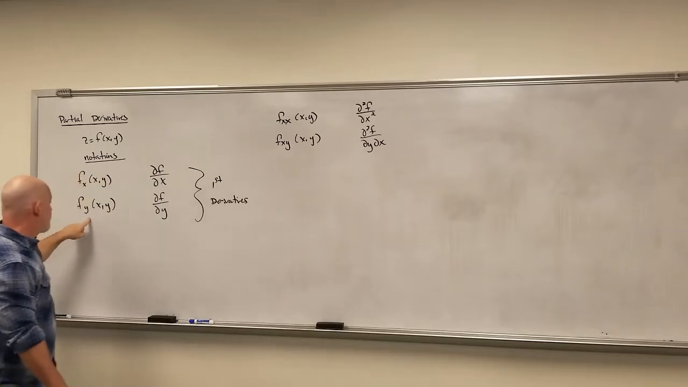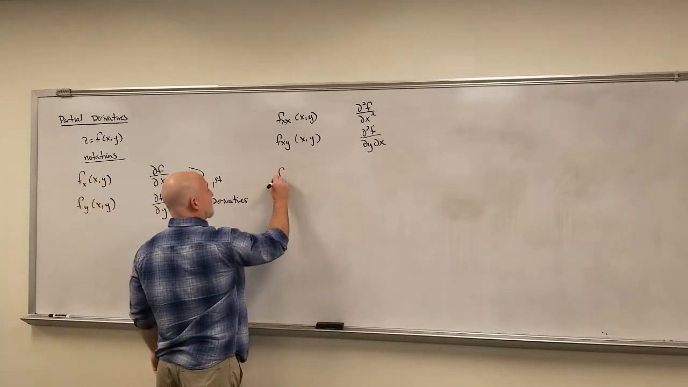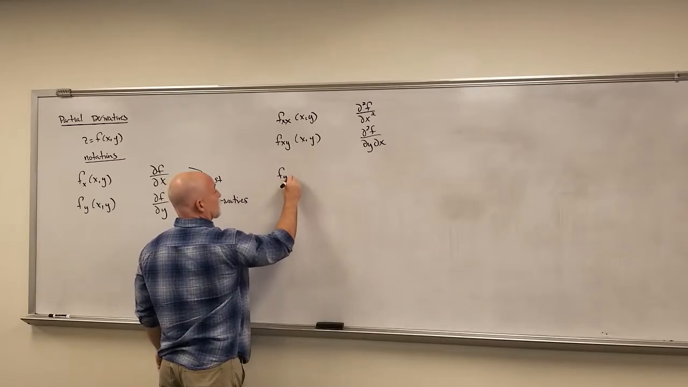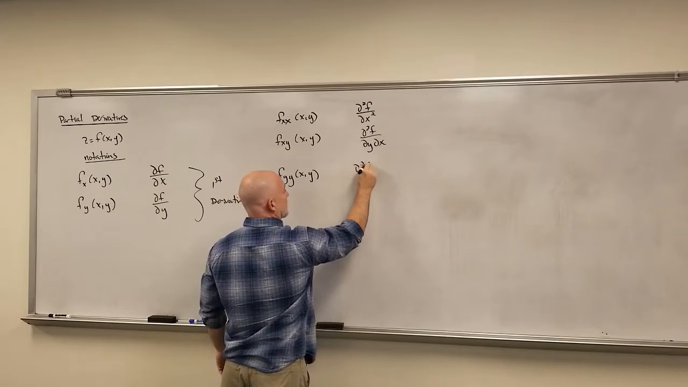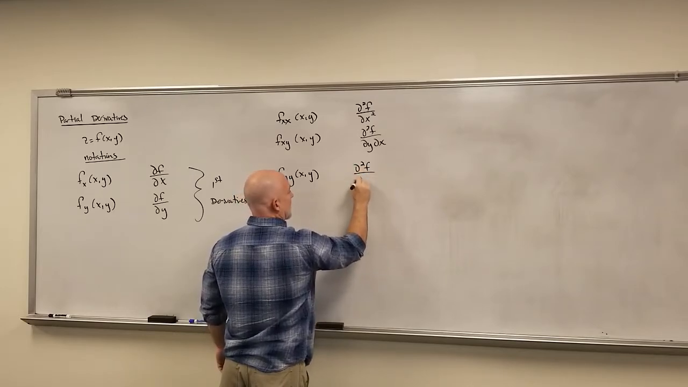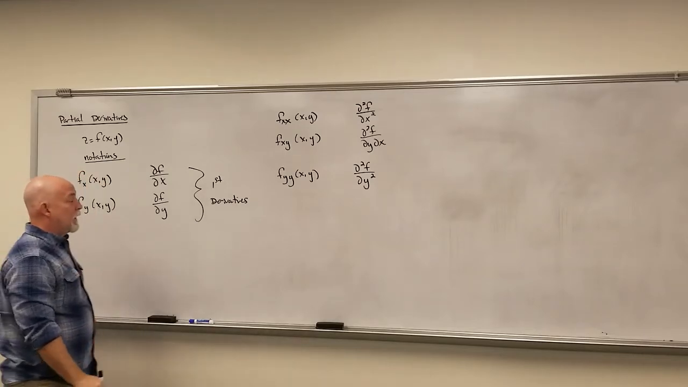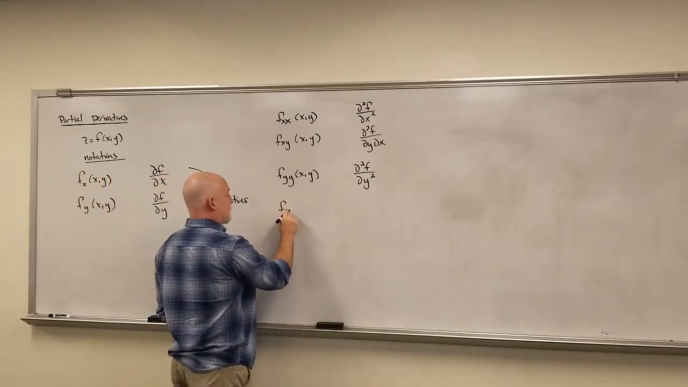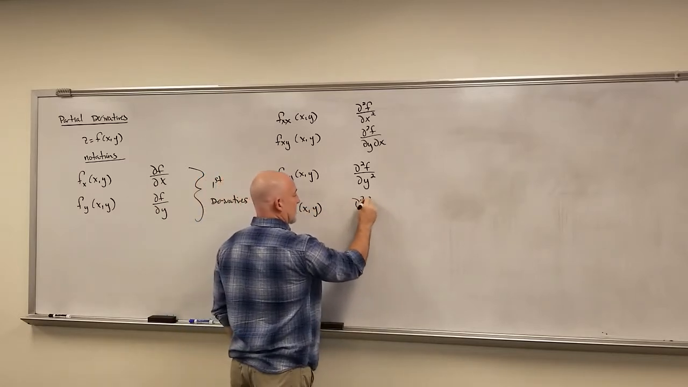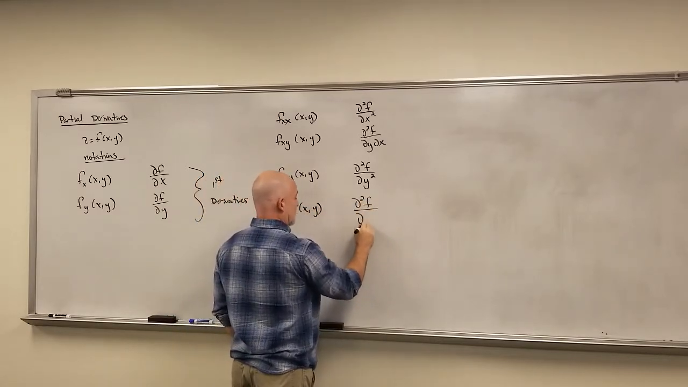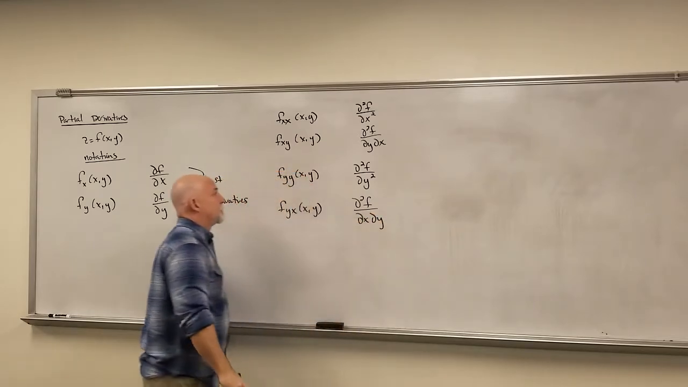Now I'm going to do the same thing with the derivative with respect to y. So I could take the derivative with respect to y and do the derivative with respect to y again. Again, following our notations, that would be partial squared f over partial y squared. And I could take this derivative, f sub y, and find the derivative of that with respect to x. So that's going to be partial squared f over partial x partial y.